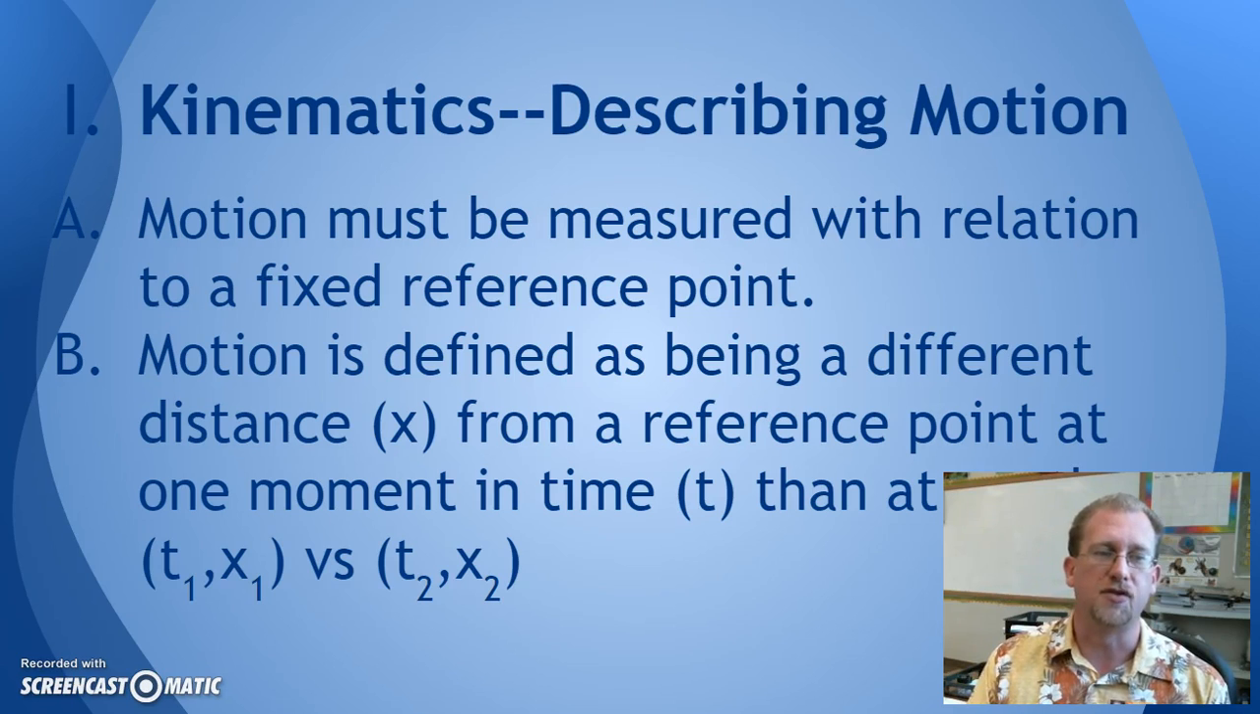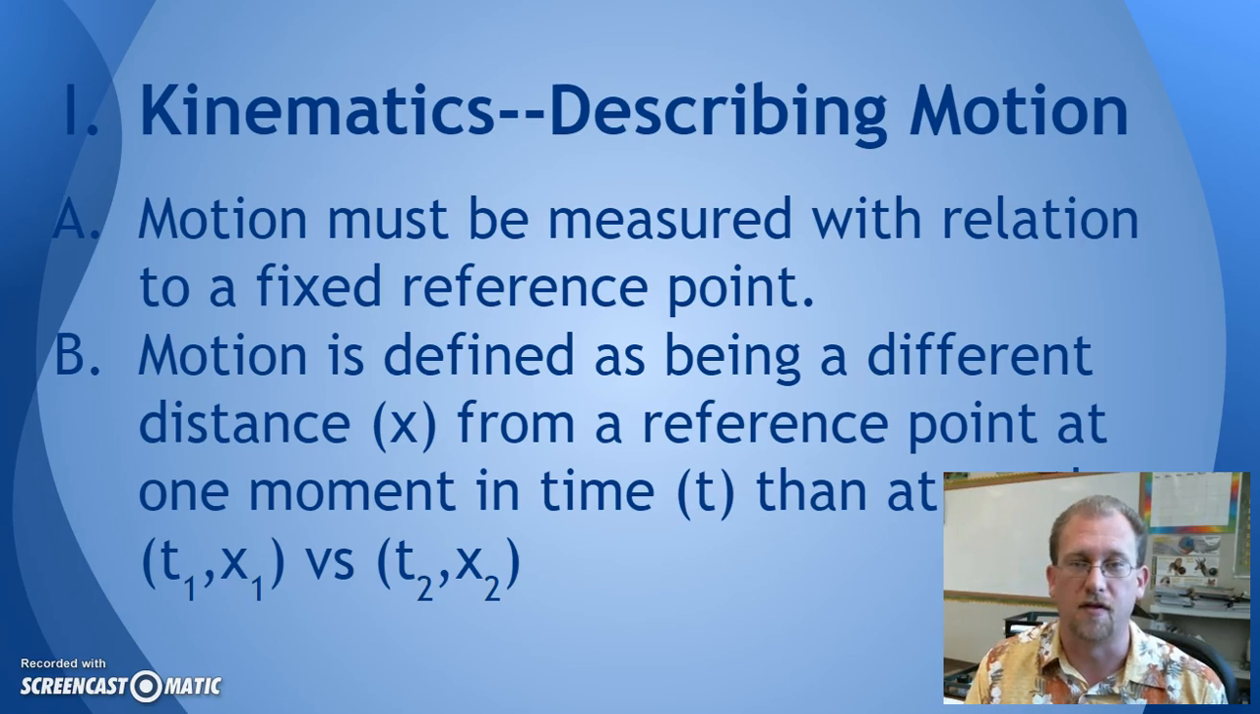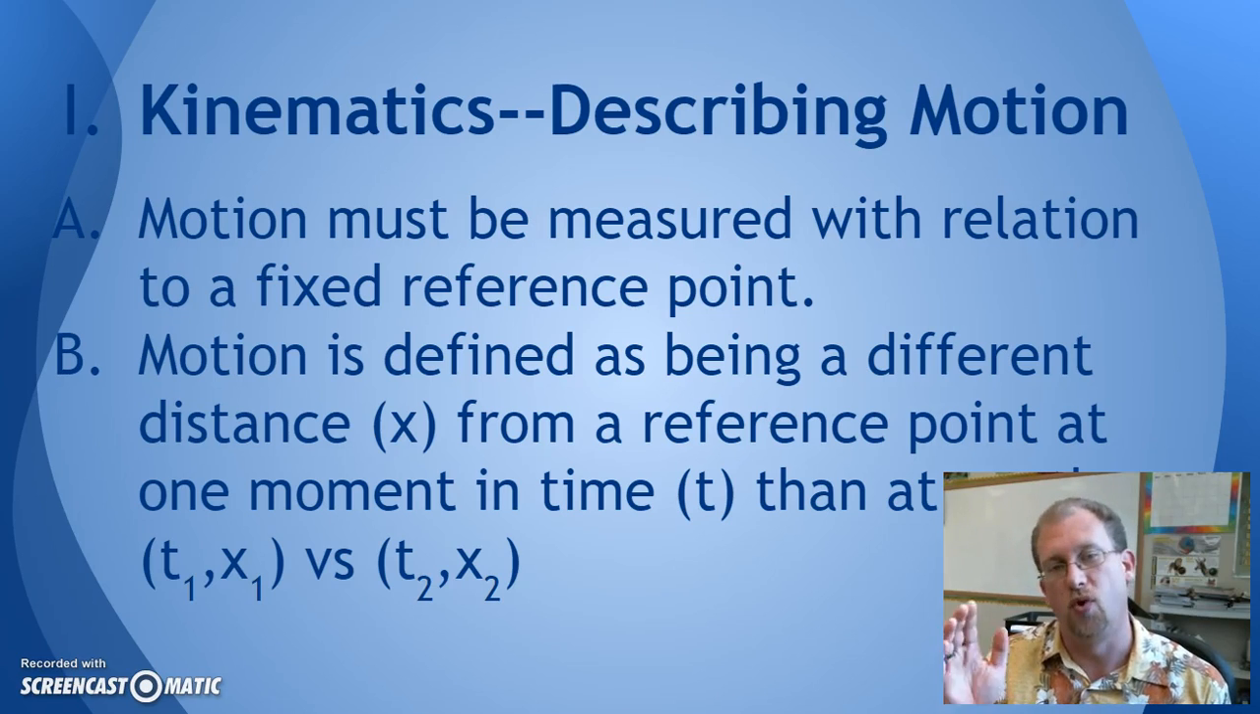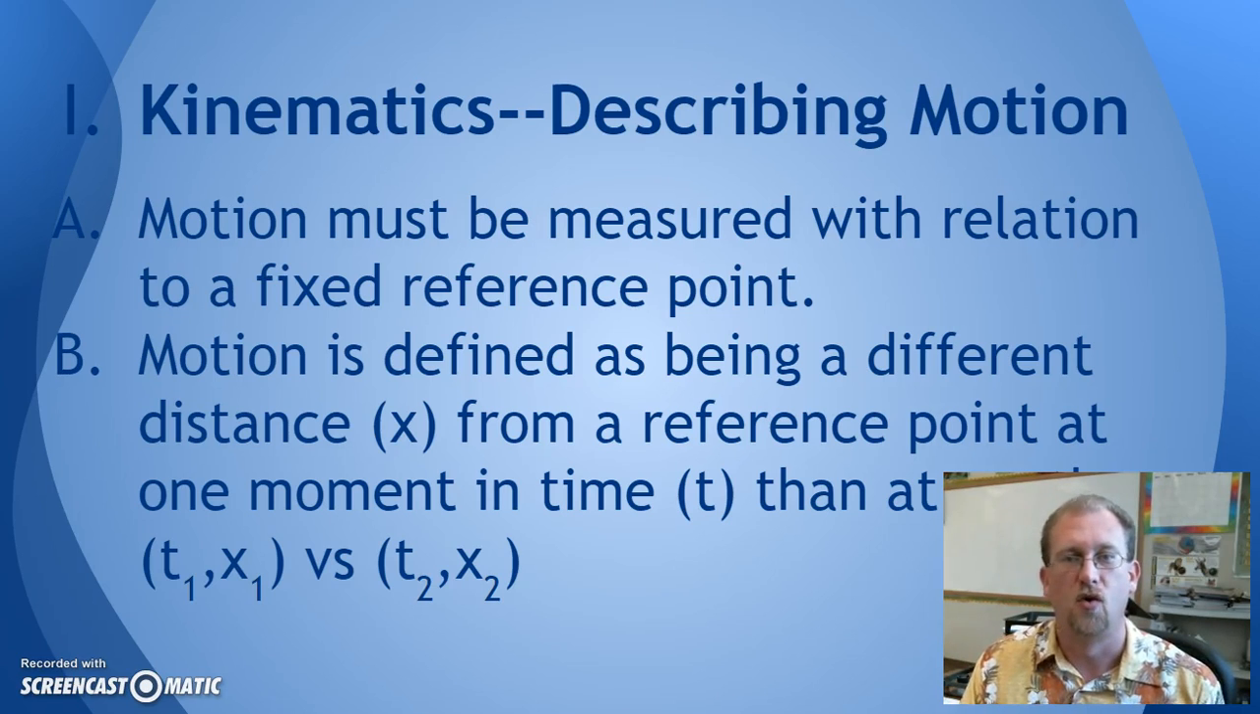Okay, so kinematics: a motion must be measured in relation to a fixed reference point. Your book gives a good example of this. If you were dropped into the middle of the ocean and swam for an hour, how would you know that you'd gotten anywhere unless you could point to some kind of reference on land or a boat or a buoy or a dead whale or something and say, I'm further from that than I used to be, or closer to that than I used to be? So we always have to measure our motion with regard to a fixed point.